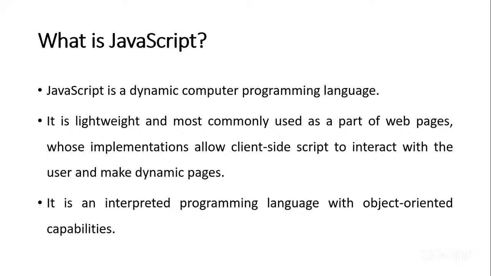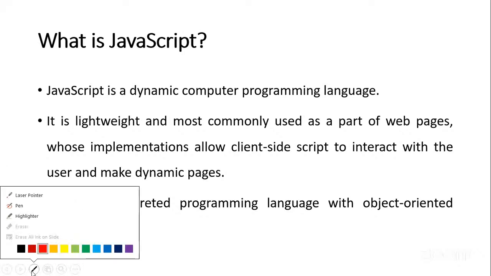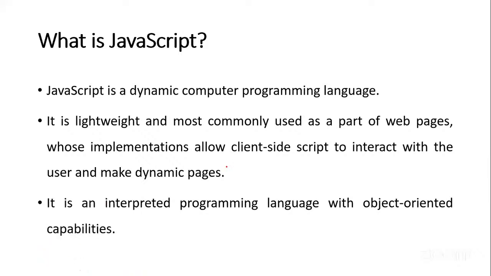JavaScript is one of the programming languages. You may have heard different programming language names like C, CPP, Java, JavaScript, .NET, Python, and so on. Ada. All these are programming languages. Like that, JavaScript is also a programming language, and it is a dynamic computer programming language.